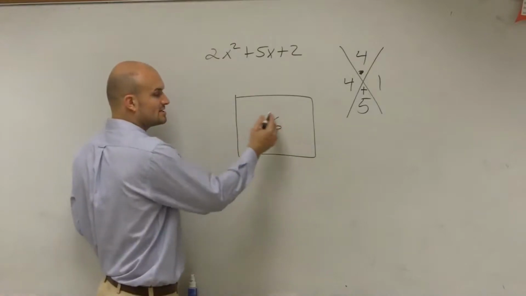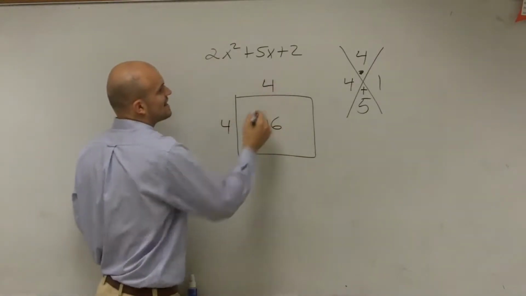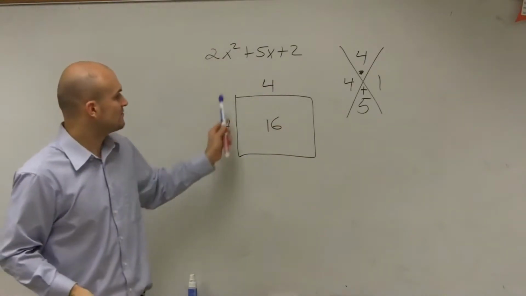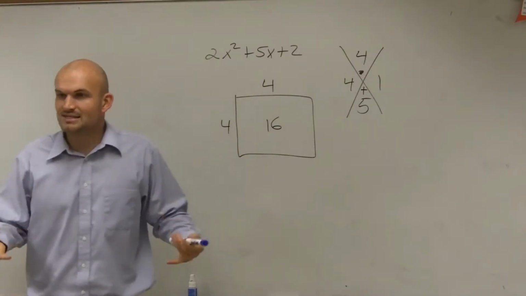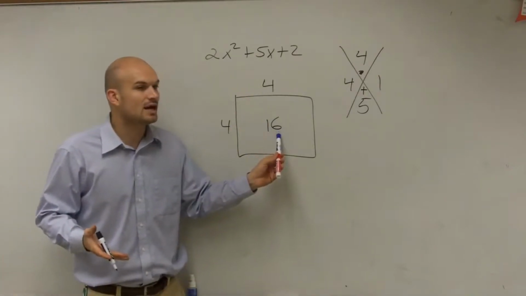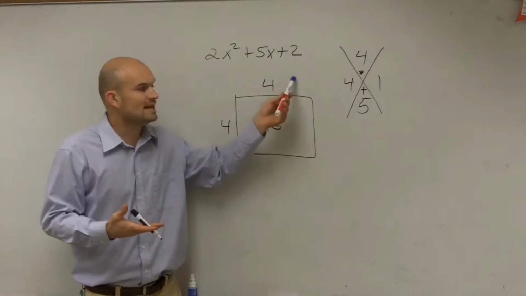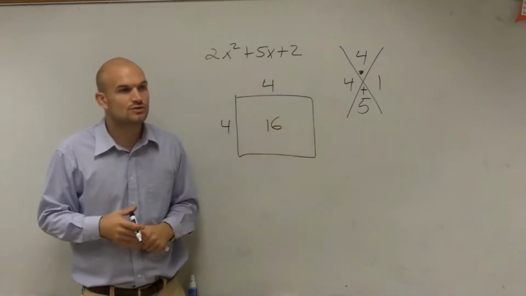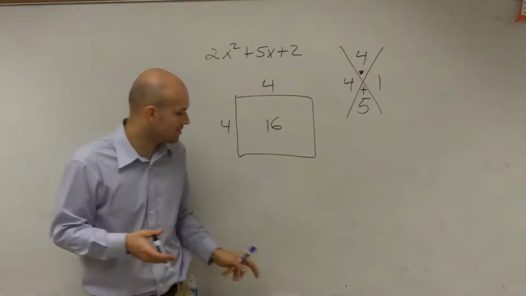You could say, well, if the area is 16, you could say that both side lengths are equal to 4, right? Because 4 times 4 gives you 16. And that's exactly what factoring is doing. You're taking a number or an area and writing it as a product of two terms, or sometimes even multiple.